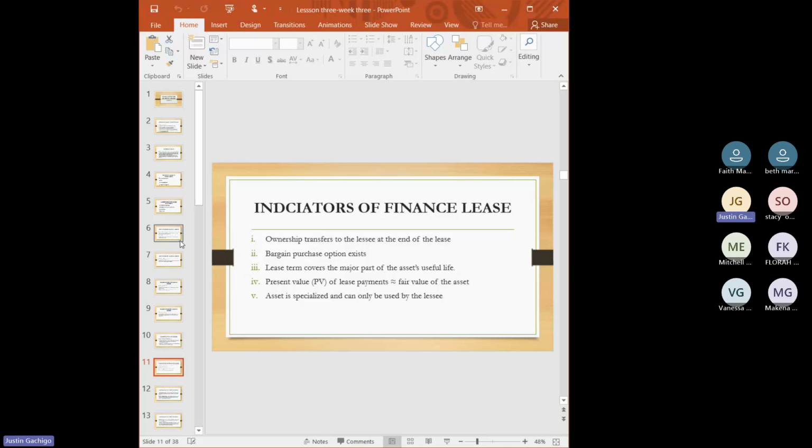The other one, the present value of the lease payment is equal to the fair value of the asset. So if you get the present value of the future benefits of the lease and equate it to the fair value, the fair value is the value which can be assigned in the market. You find that they can almost be equal.